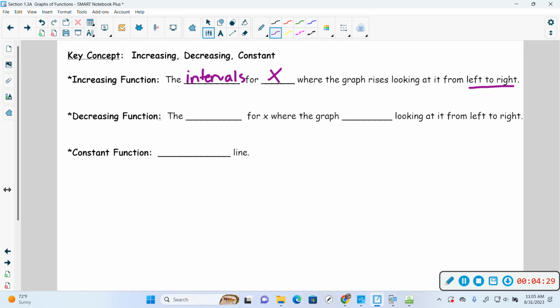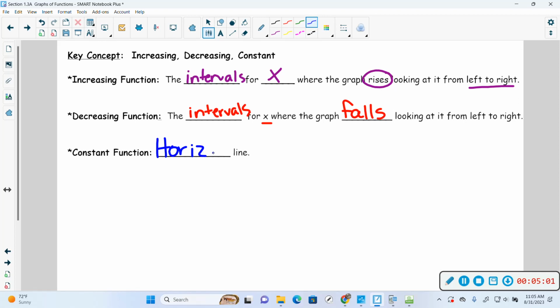And of course, increasing, we look for where the graph goes up, where it's rising, okay? Decreasing, still intervals, x. But of course, decreasing, the graph's going to be falling. And of course, you could have a constant, a flat line, straight, horizontal part.